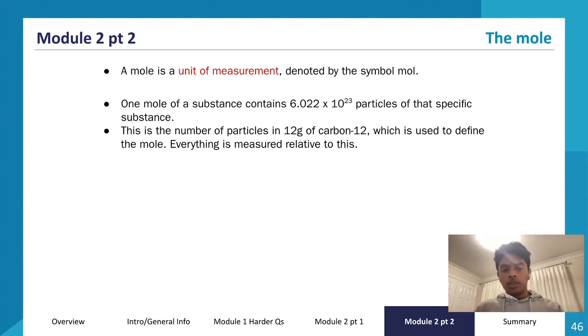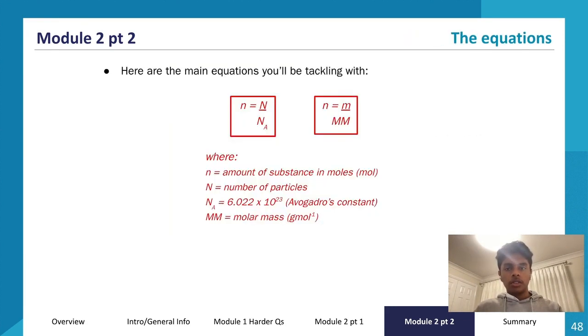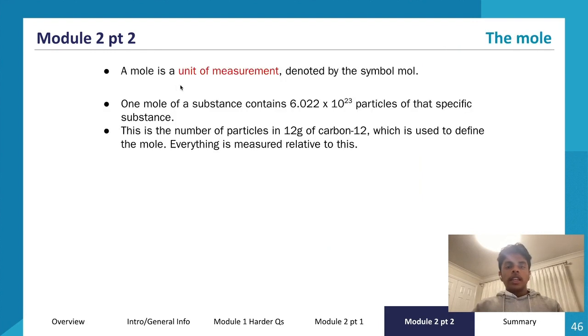So now we've gone through the definition of a mole and what it means. Now let's go through Avogadro's constant. Avogadro's constant is the number that you see here, 6.022 times 10 to the power of 23. That is Avogadro's constant.